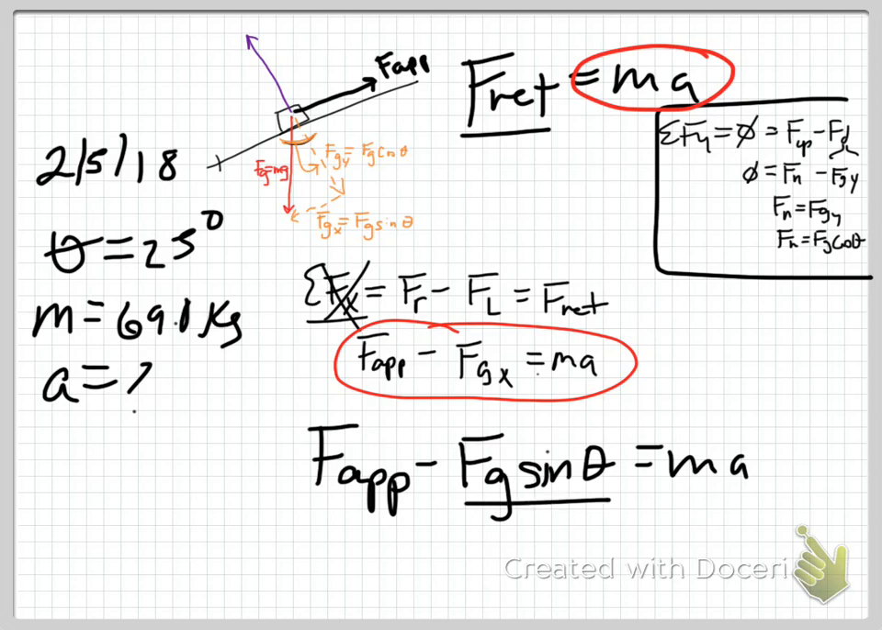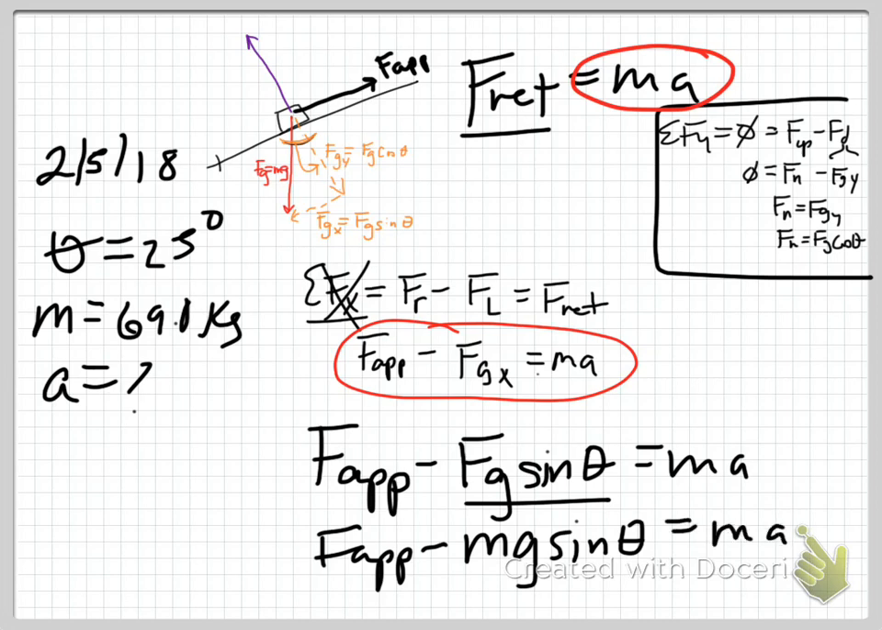Is there anything else this is equal to? Fg equals what? Mg. So that's mg sine theta. Applied force minus mg sine theta equals ma. What are we attempting to solve for here? Acceleration.